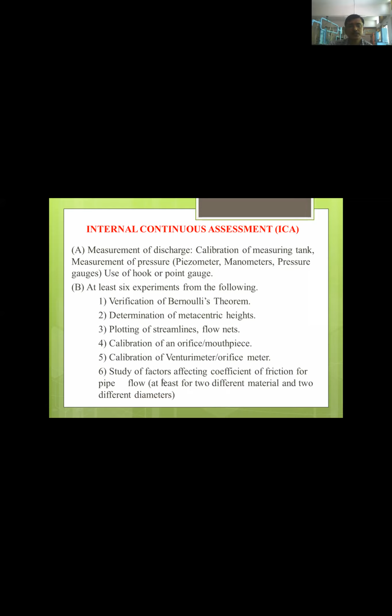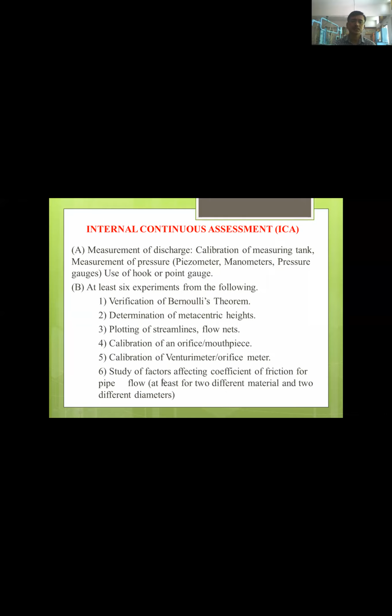Next, practical number 6, study of factors affecting coefficient of friction for the pipe flow, at least for 2 different materials and 2 different diameters. So this comes under unit number 5, flow through the pipes. In that, you are going to learn what is coefficient of friction, what is head loss due to friction, what are major losses, and what are various kinds of minor losses. That theory part you are going to learn there.